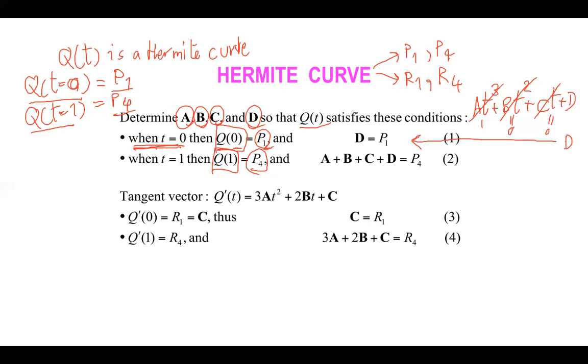And when you substitute t by 1, you get a plus b plus c plus d. Substituting t by 1 will be equal to P4. And we keep this as the second equation.